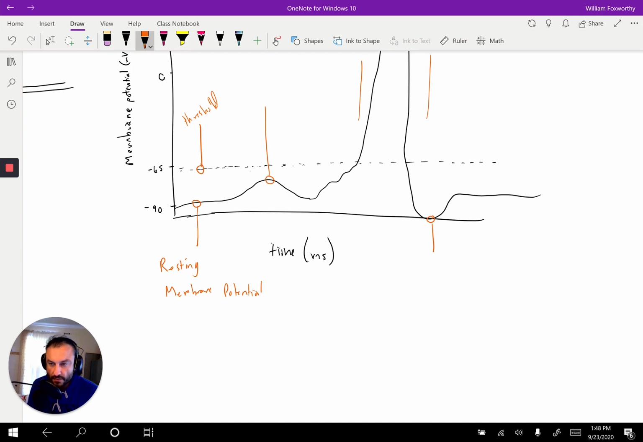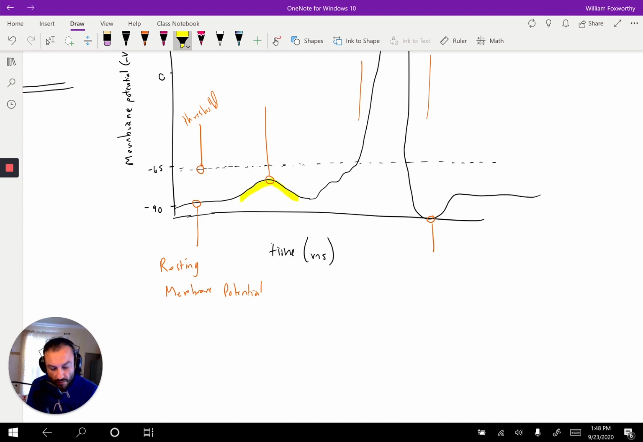And why does it exist? It's because when you reach this number, negative 65 millivolts, which is a positive change, you start to open enough voltage-gated sodium channels to trigger an action potential.